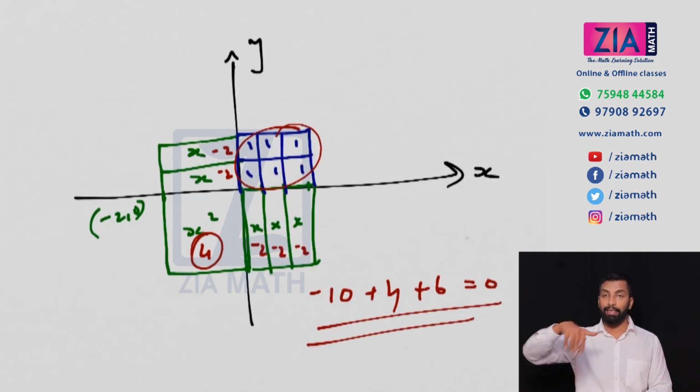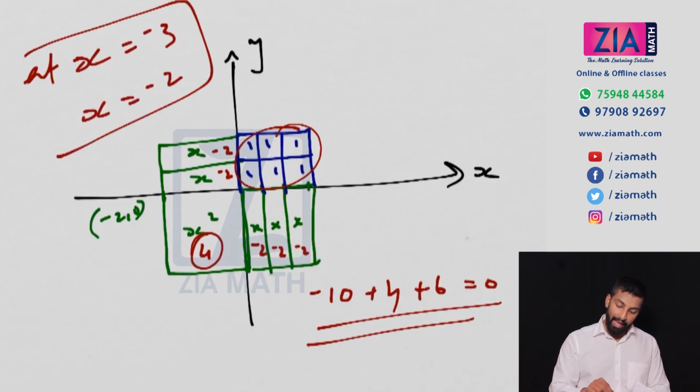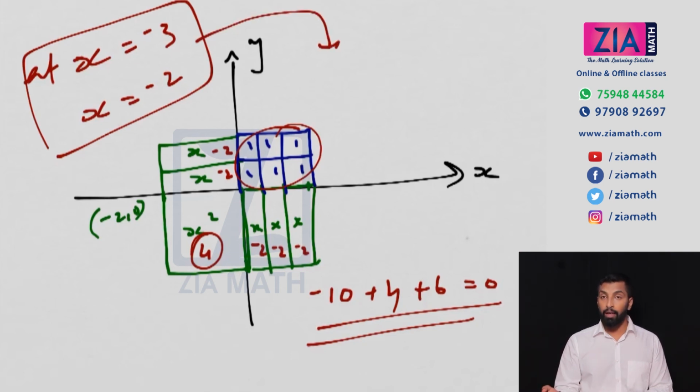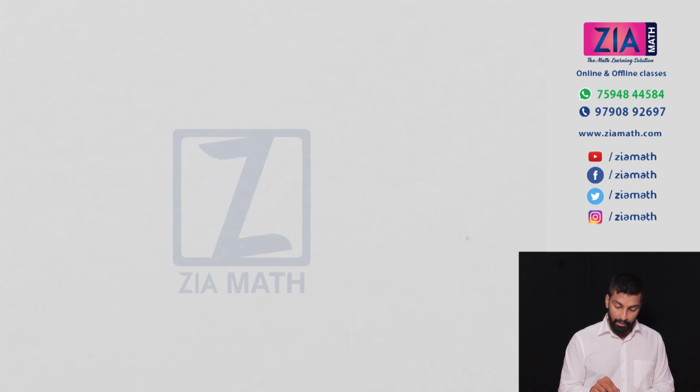So basically these two rectangles are getting cancelled out. So what we understood is at x is equal to minus 3 and x is equal to minus 2, the area of the rectangle is getting 0. Area becomes 0. So I hope this is clear for all of you.